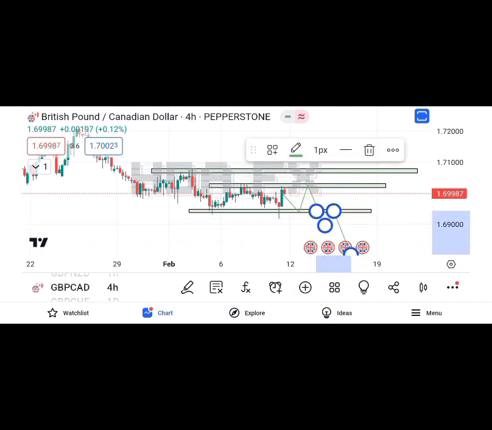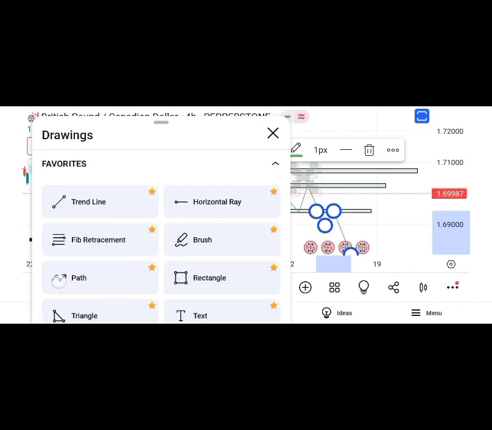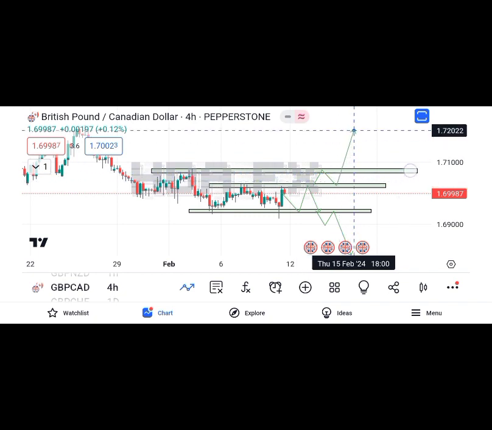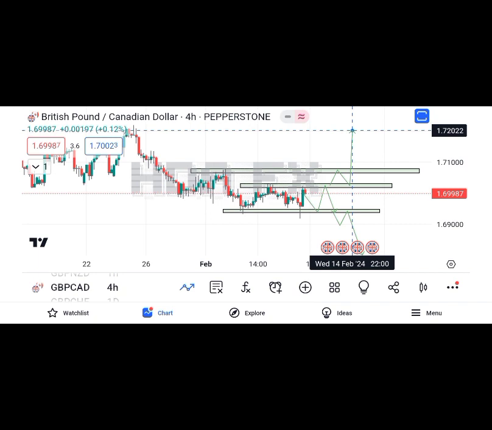And in case price breaks out upward, I want to see price get to this point here, then retest this key zone here, then we look for buying confirming candles and buy GBPCAD. So this is my simple analysis on GBPCAD for this coming week.